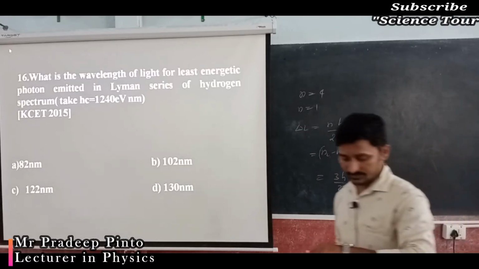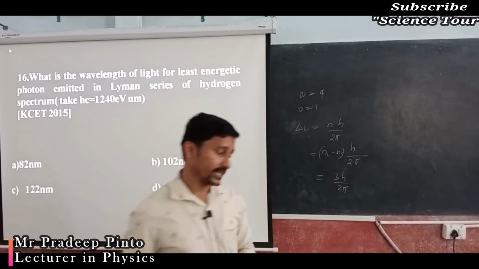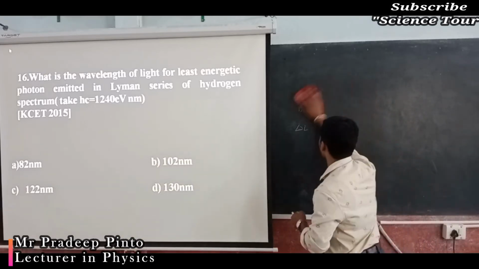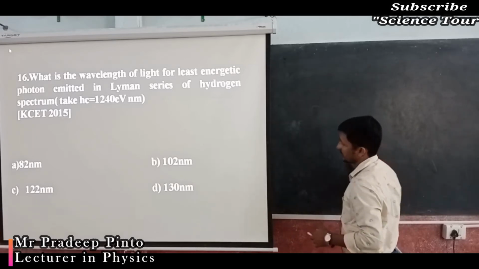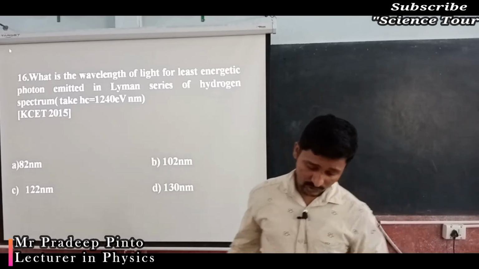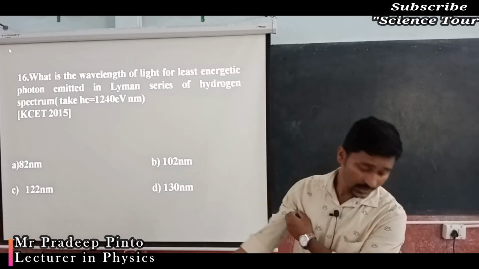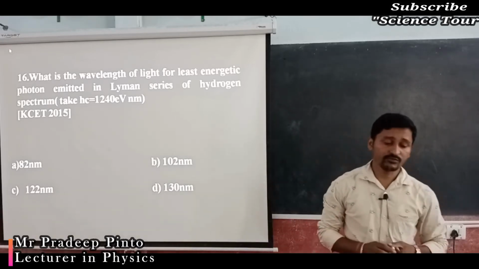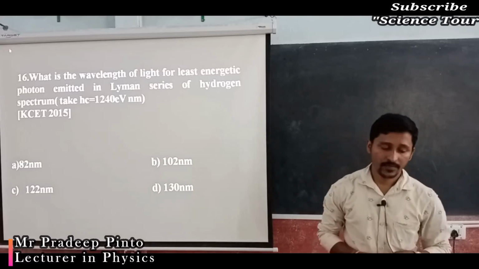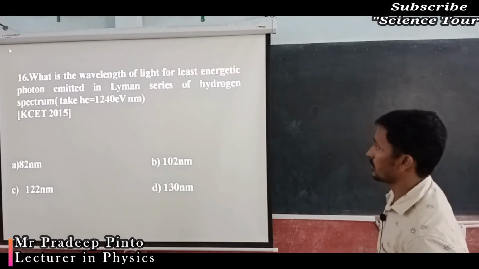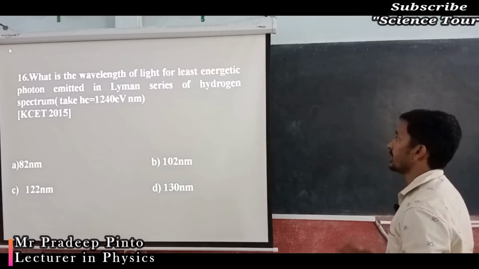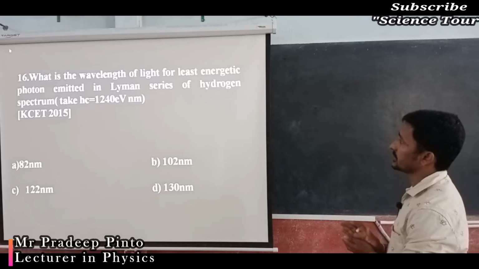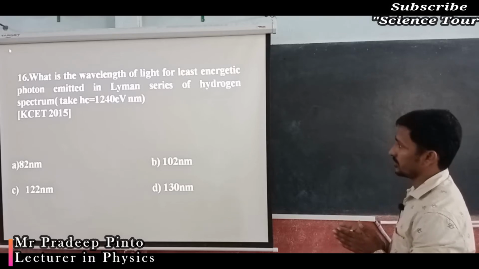On the screen you can see that. Read it once again and find out the answer and guess the answer. Okay, so it says, 16th one: what is the wavelength of light for the least energetic photon emitted in the Lyman series of hydrogen spectrum?